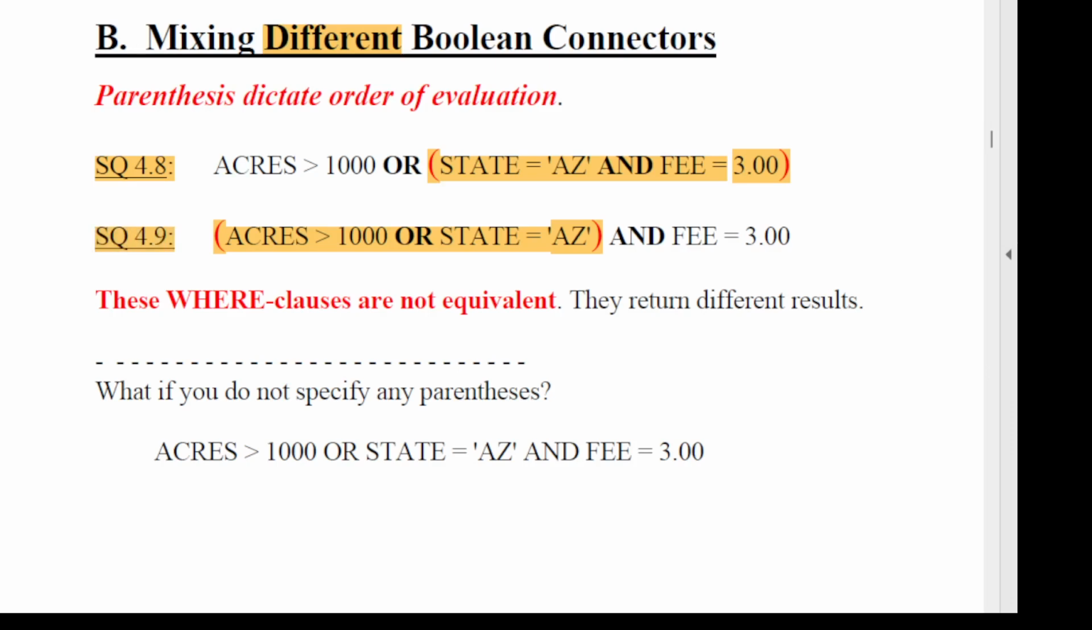Then we're going to see sample query 4.9. It's going to have the same conditions, but the way we articulate the query objective, it implies we want to do the OR condition first. Now, these where clauses are not equivalent. They return different results. And that's where the tricky part comes in, articulating a query objective and deciding which logical operation, the AND or the OR, you want to do first.